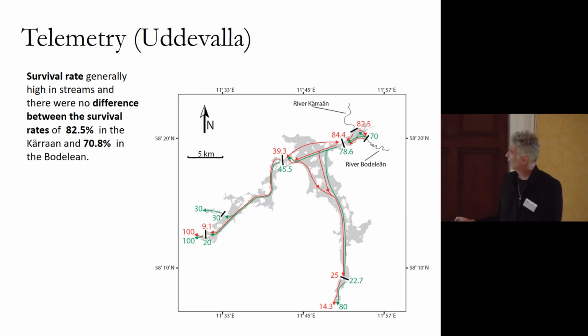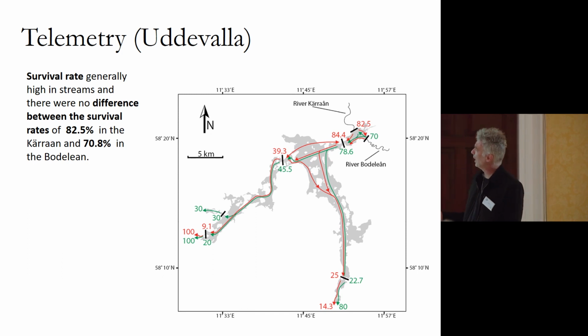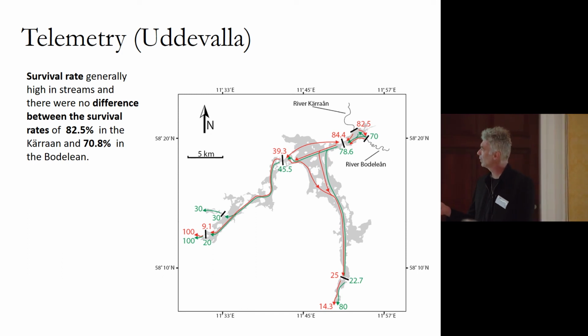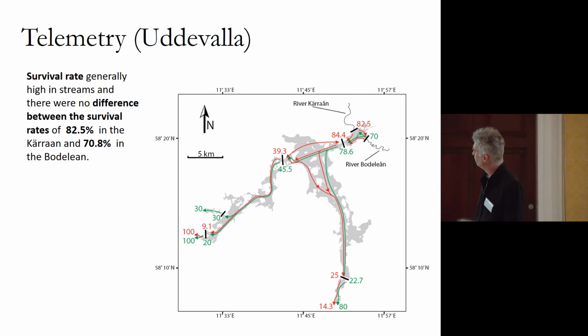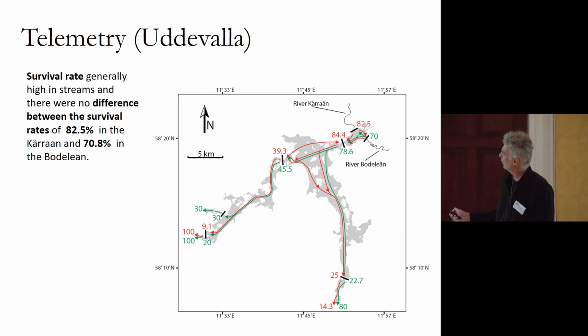So this is just to give you an idea about the survival rates. They were generally high in streams. There was no difference in the survival rates, so usually around 80% in one of the streams and 70% in the other streams. So it's still a fairly good survival rate. And this figure is just to show you that most of the fish turned in the northern direction and some went in the southern direction. The different colors here just refer to the different streams. So we could follow them on the outward migration, but we could only follow them to this spot, and then they were lost to us.